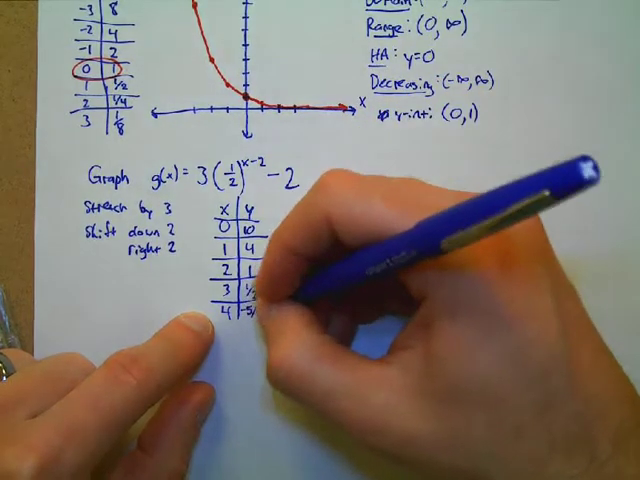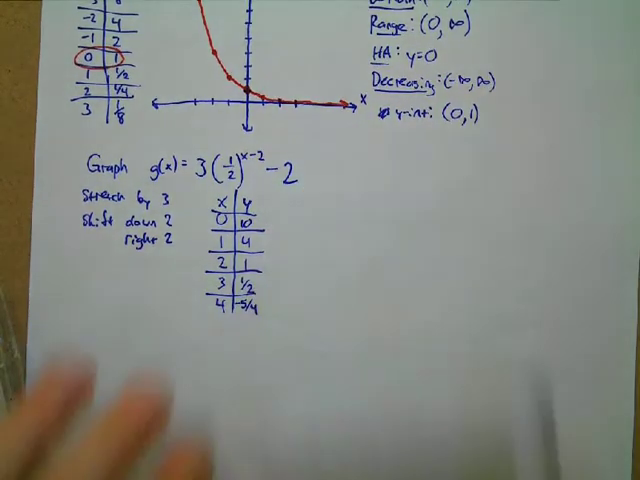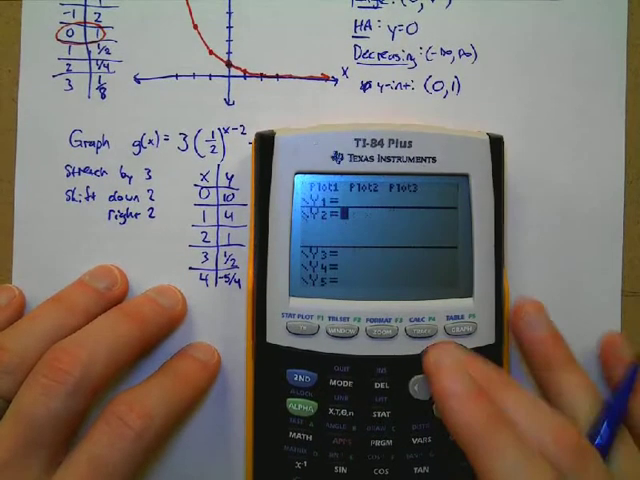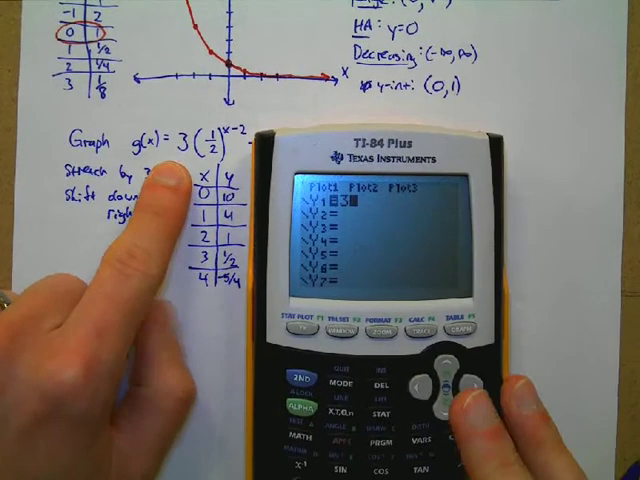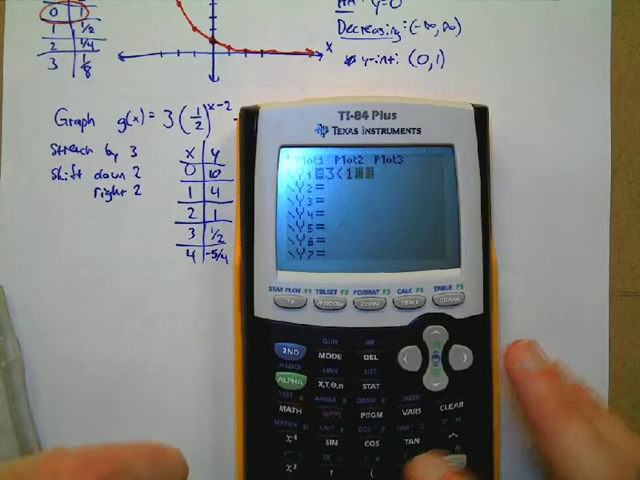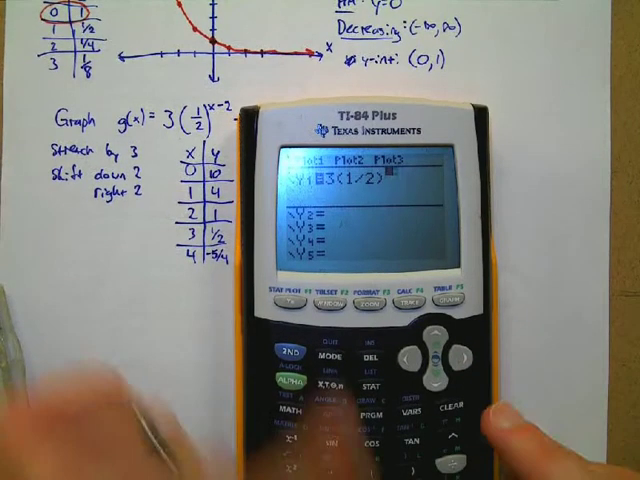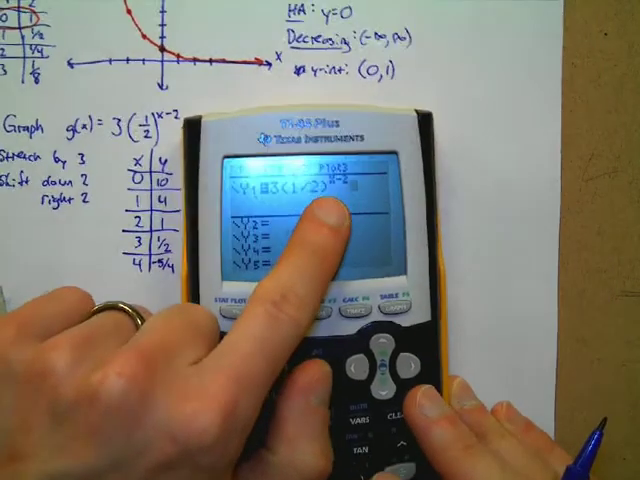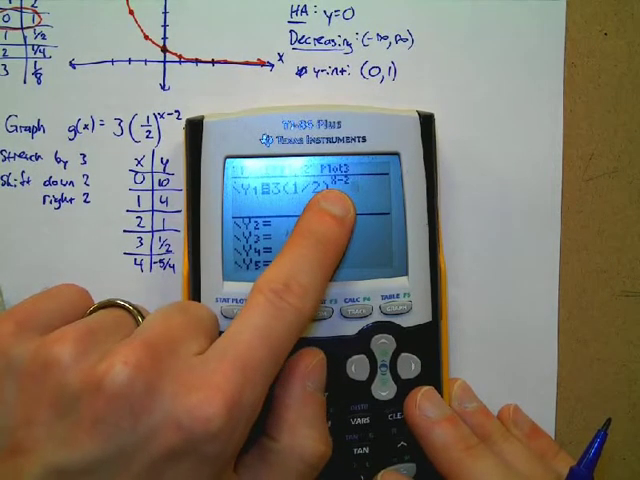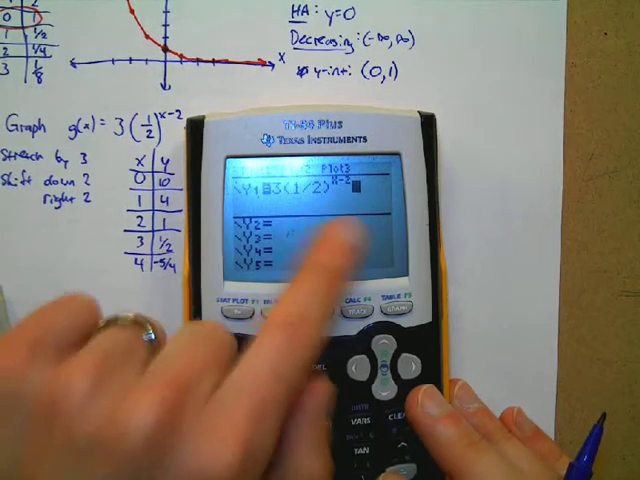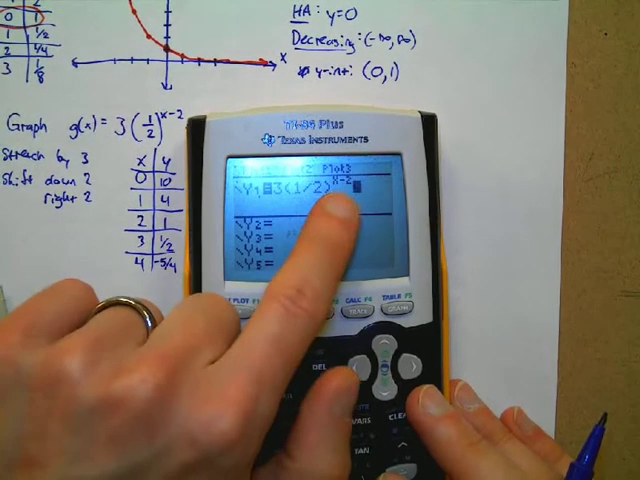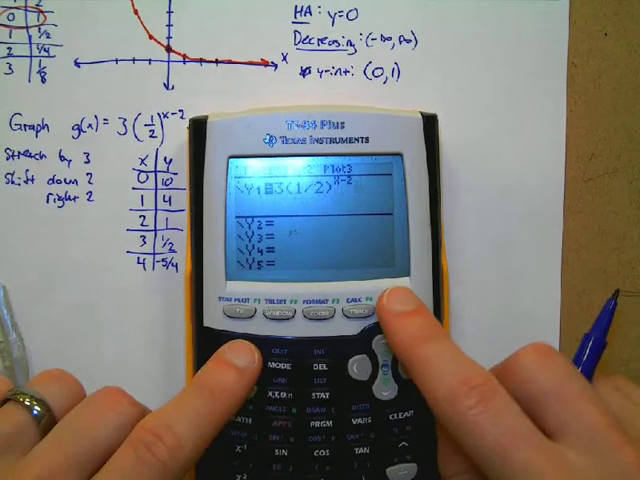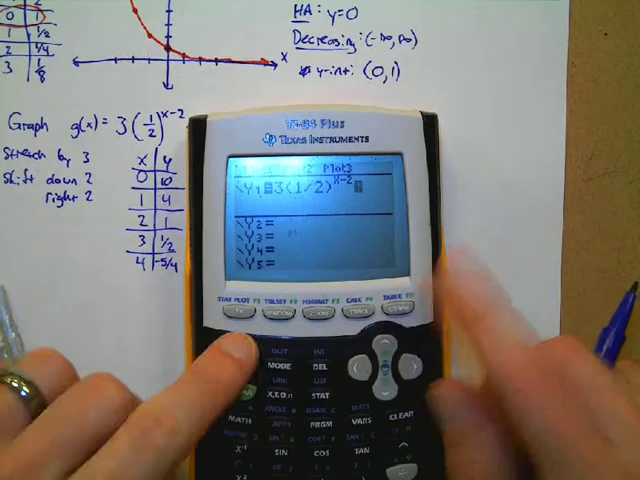Let me check my math here to make sure I did that right. I'll type in my calculator 3, parentheses, 1 half to the x minus 2. If you have the pretty math print like I have, you don't need to worry about putting parentheses around your exponent. But if you don't, you need to put parentheses around your exponent, and you should really put parentheses around your base too. Parentheses around the base and exponent. Please don't make that mistake.